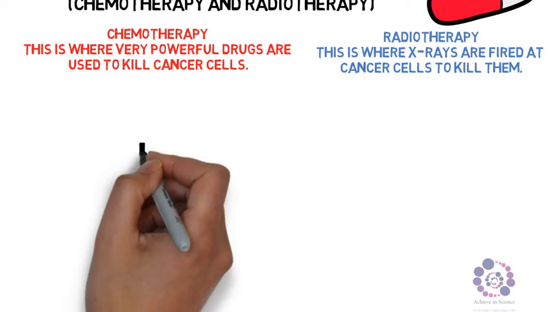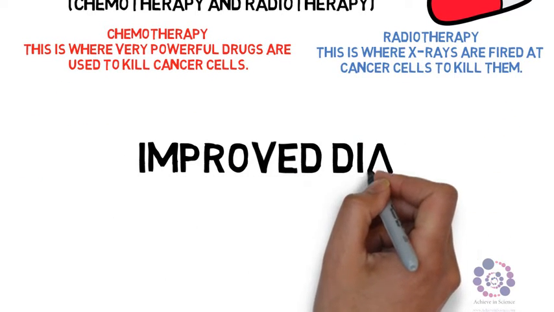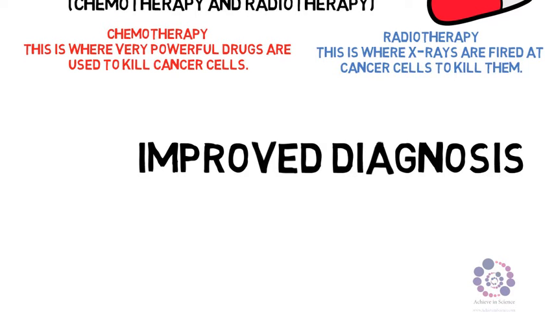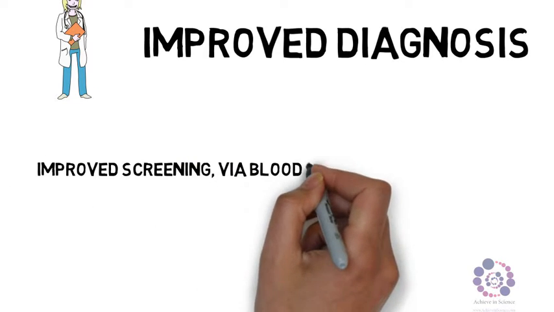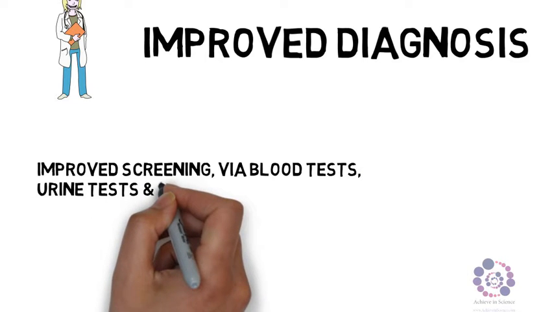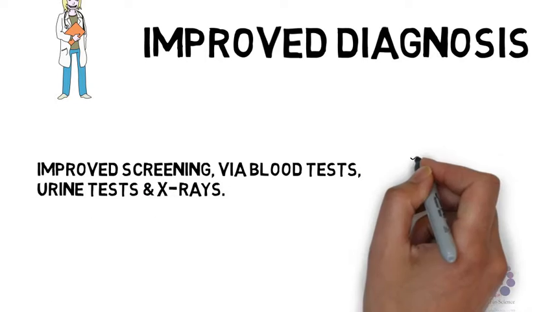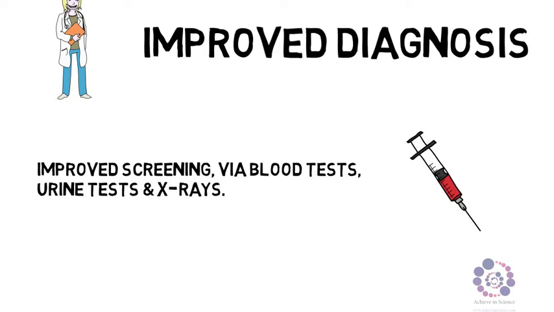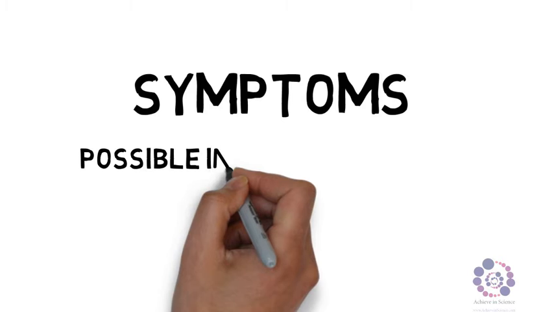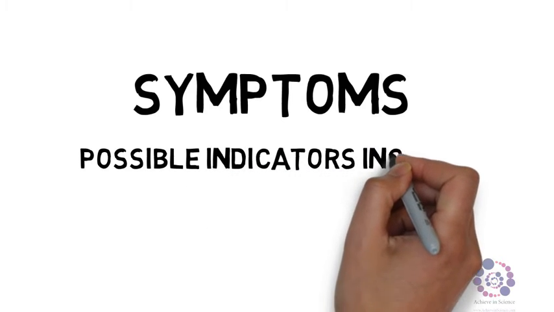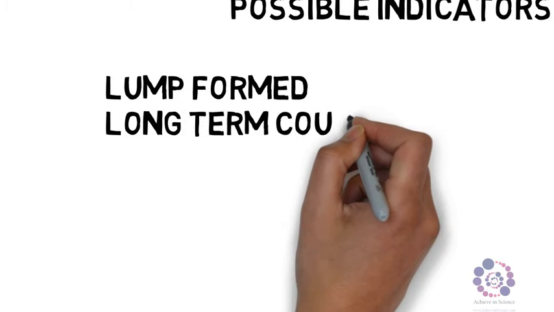There is also much improved diagnosis because of the massive amounts of research that is being carried out. Diagnosis can be done by visiting your GP or doctor, and they will screen you either via a blood test, or a urine test, or via X-rays. Now, before you can be diagnosed, there needs to be symptoms that appear. So what are these possible symptoms that would draw your attention that you are ill and you need to visit the doctor? Well, this can include many different things, but for instance, a lump has formed.